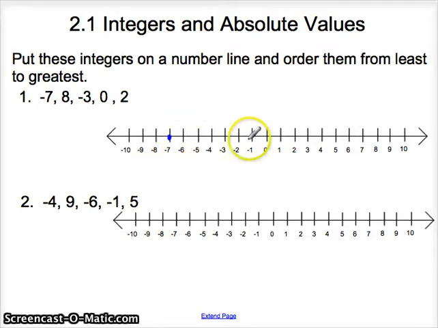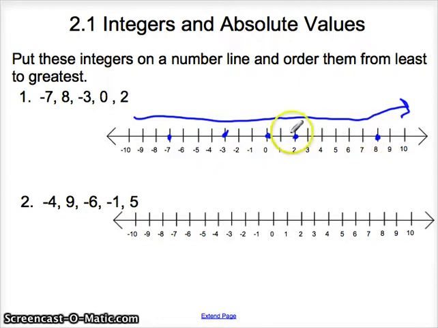Then we're going to jump to 8, -3, 0, and 2. Now we have to order them from least to greatest. We know that the smaller numbers are on the left side of the number line, and we have to move to the right side of the number line for the greater numbers.